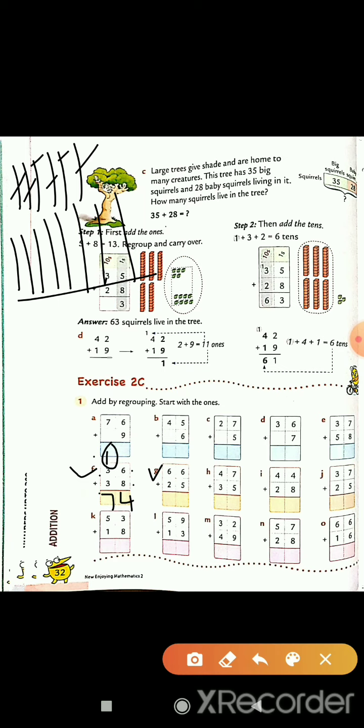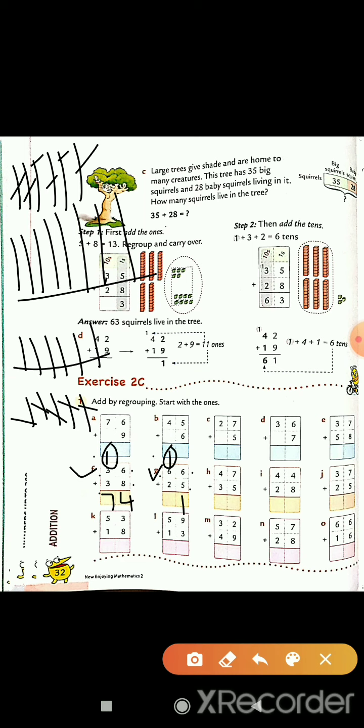Next, 66 plus 25. At the place of ones, 6 and 5 are there. So add them. 1, 2, 3, 4, 5, 6. 1, 2, 3, 4, 5. 6 is the bigger number. What comes after 6? 7, 8, 9, 10, 11. So write 1 here. 1 is carried to the tens column.